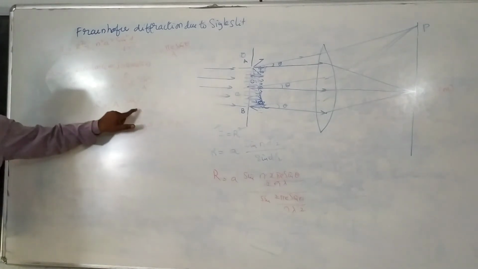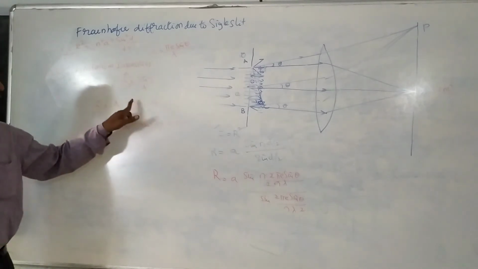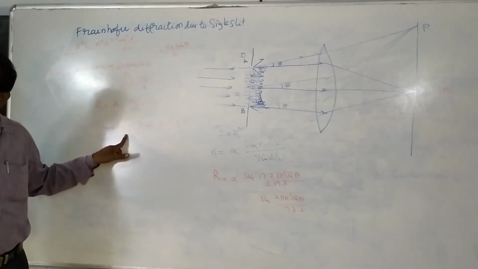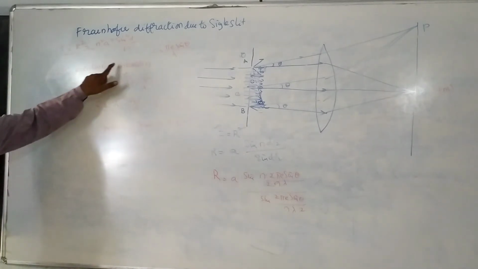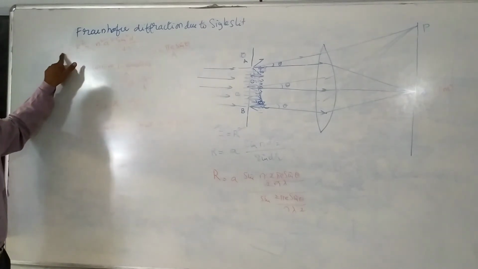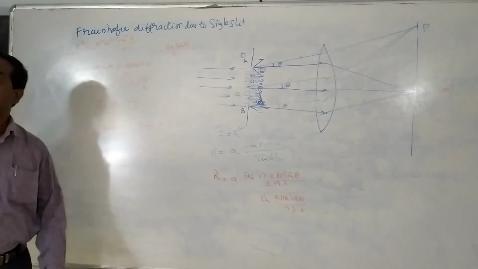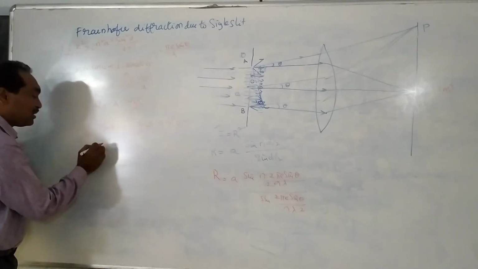Because alpha equal to 0 is the condition for the principal maxima, sin alpha equal to 0 is required, but alpha is not equal to 0. That is the condition for the minimum intensities, because at that condition R is equal to 0, so that I is equal to 0. Am I right? Now, sin alpha equal to 0 is nothing but what is the value of alpha?